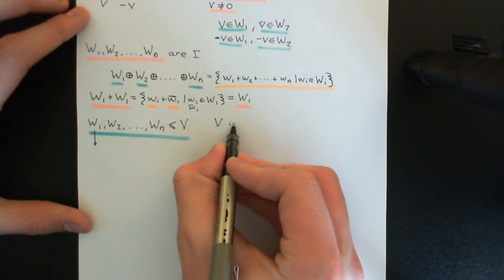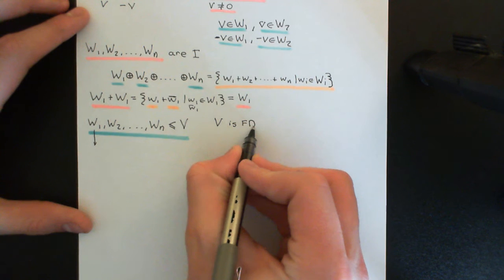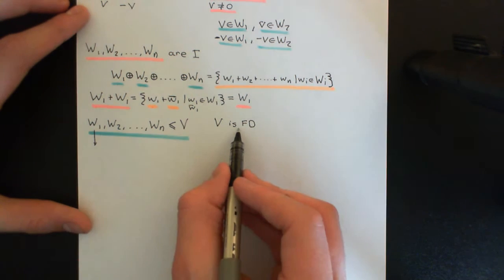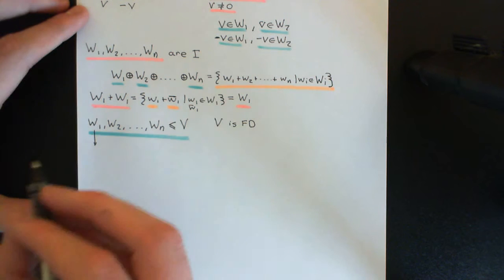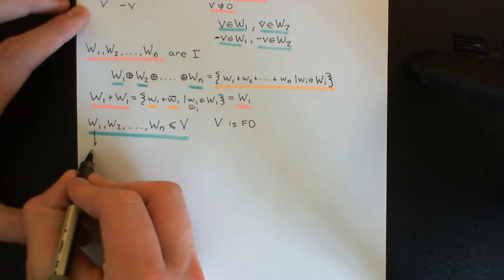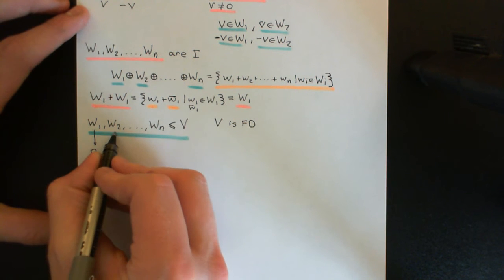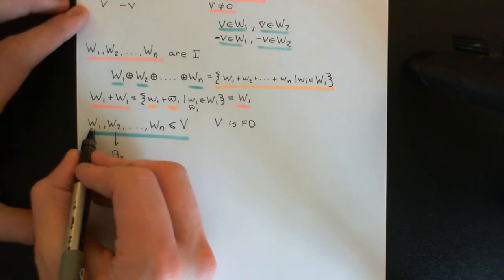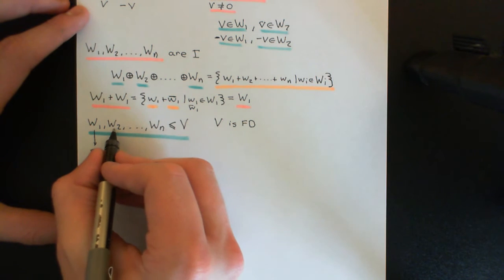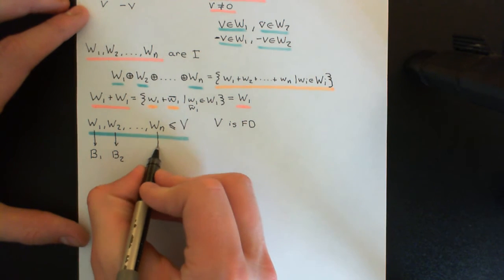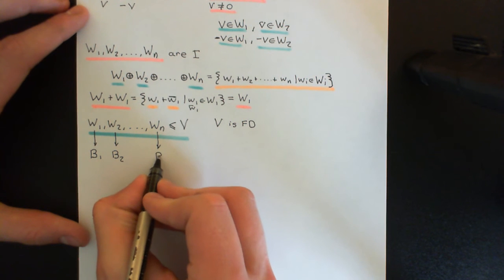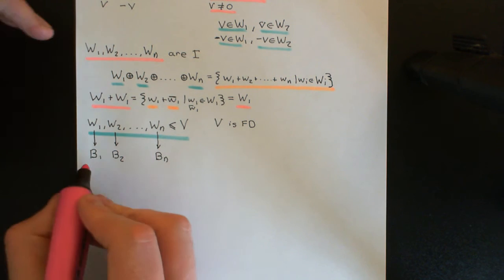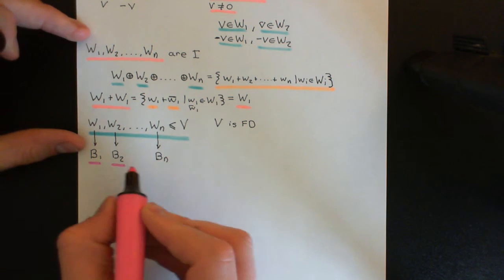So V is finite dimensional, let's say, and all of these subspaces are then going to be finite dimensional as well as soon as V is finite dimensional. So all of them can then have a basis, because we know that for any finite dimensional vector space it's always possible to find a basis. So W1, let's say it has a basis B1, W2, let's say it has a basis B2, all the way up to Wn, which we'll say has a basis Bn. So we've got some basis for every single one of these subspaces.